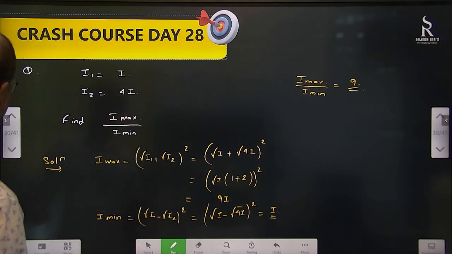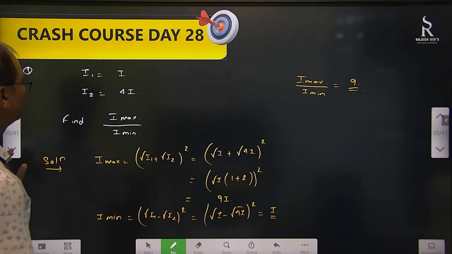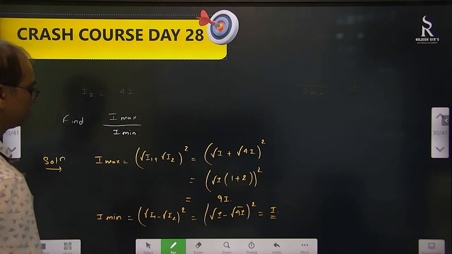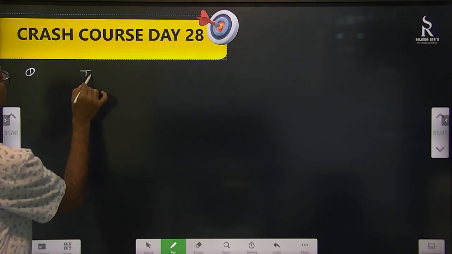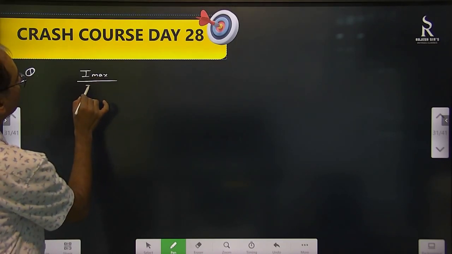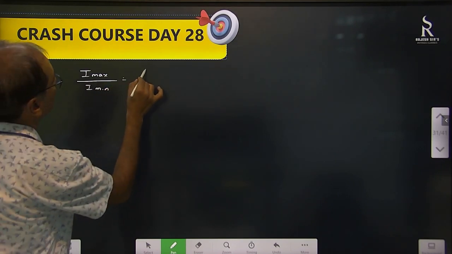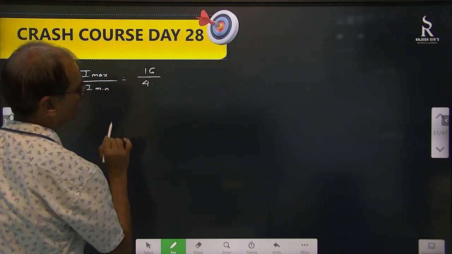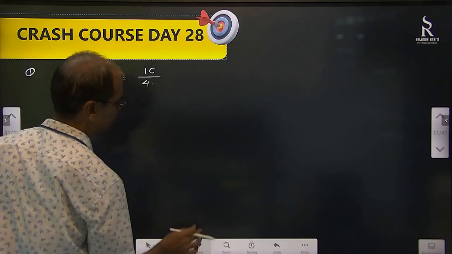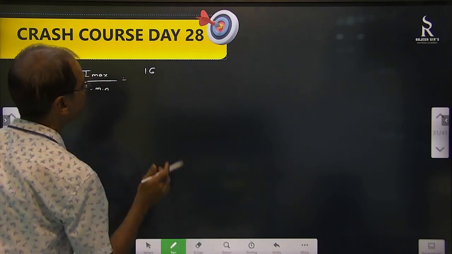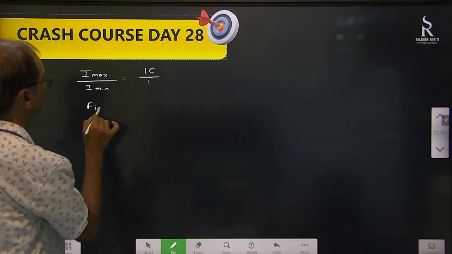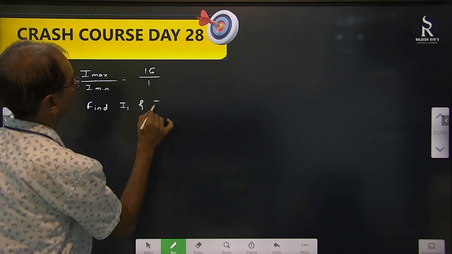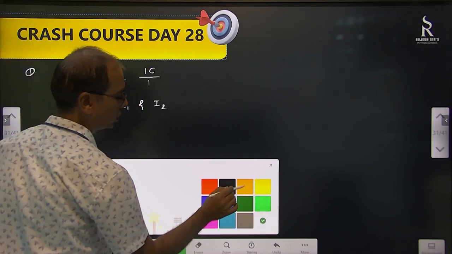Like this there will be many questions. The ratio of I max to I minimum will be given, and they will be asking you I1 and I2. That also we will do. Question: I max to I minimum, let's say it's 16 is to 1. Find I1 and I2. That's also easy.